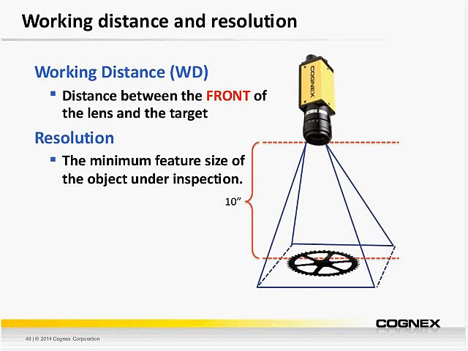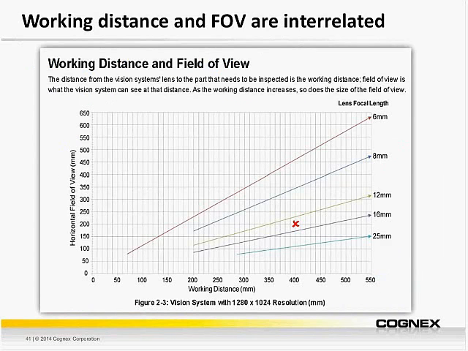Working distance. So the working distance is the distance from the front of the lens to the object under inspection. Working distance is key, and it helps you figure out your resolution, which is the minimum feature size of the object under inspection. Because working distance and field of view are interrelated, you need to have those two things figured out when deciding which lens to choose.